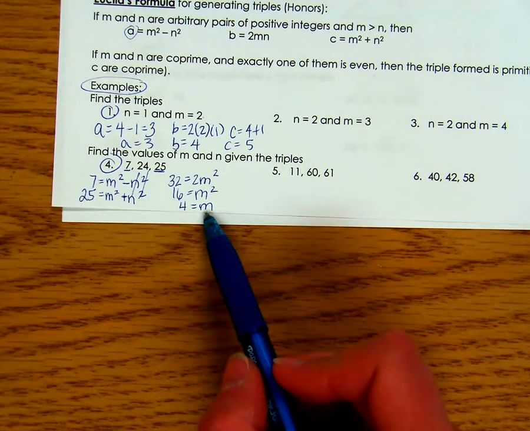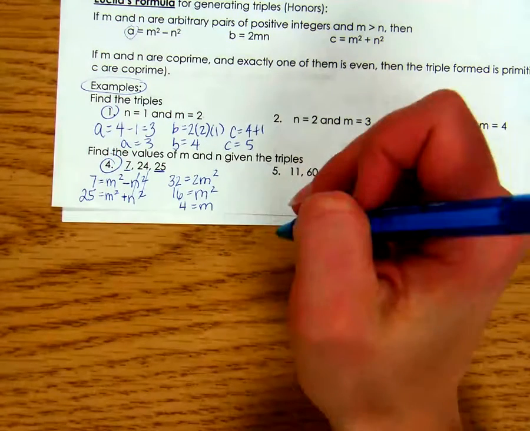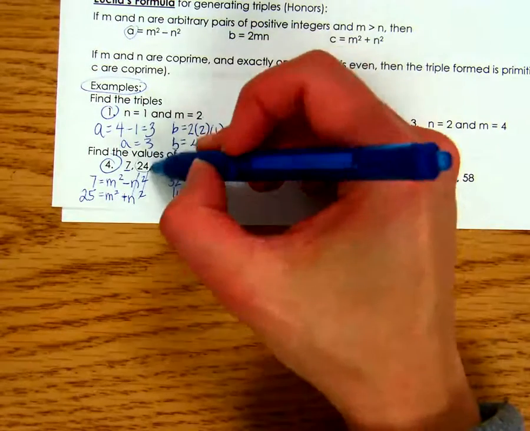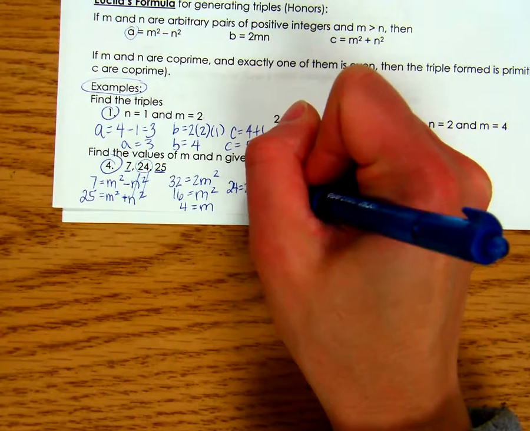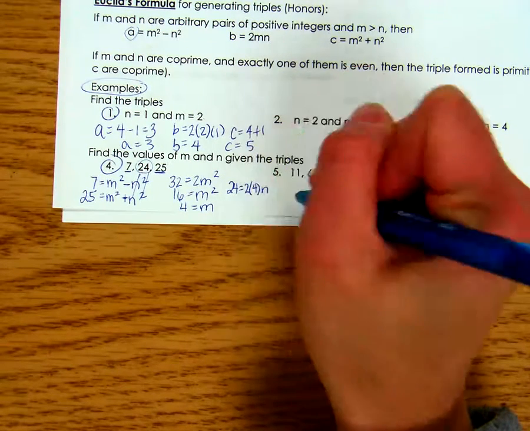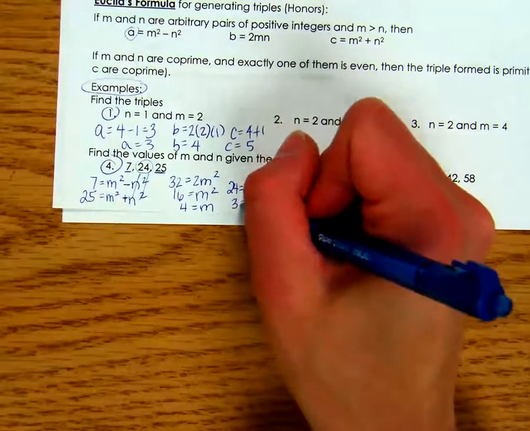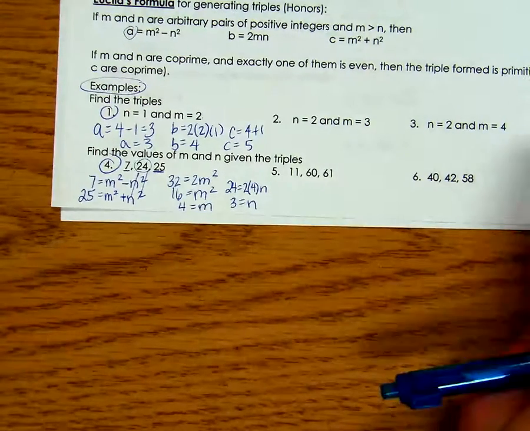So then if m is 4, you can go back and substitute anything in. I'm going to use the middle equation. If m is 4, I know my B is 24. So I have 24 equals 2 times 4 times n. So I have 8n. I'm going to divide by 8. n equals 3. So that's something you can go back and try after you've finished everything else.